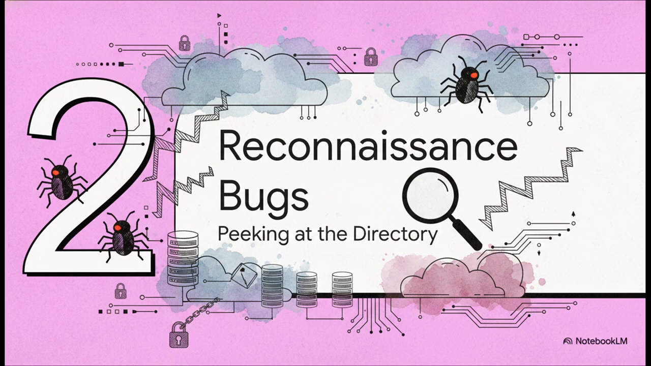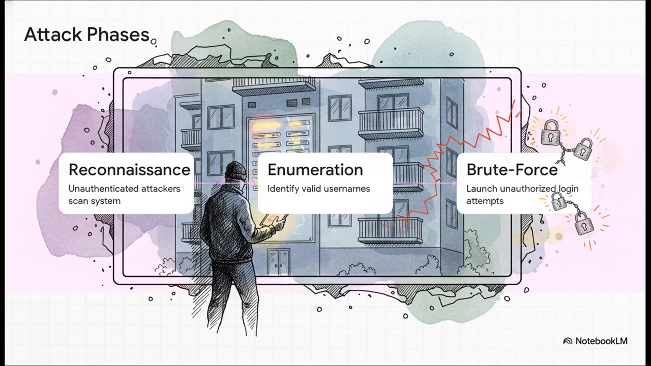Moving on to part 2, reconnaissance bugs, or peeking at the directory. So how does an attack actually start? Well, it kicks off with a pair of vulnerabilities, CVE-2025-41251 and 41252, found in VMware NSX. Basically, these are authentication weaknesses that let totally unauthenticated attackers perform reconnaissance.